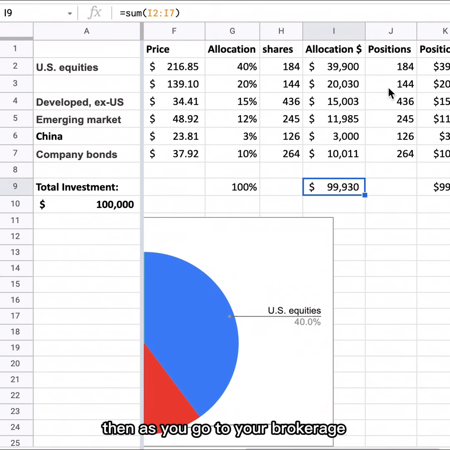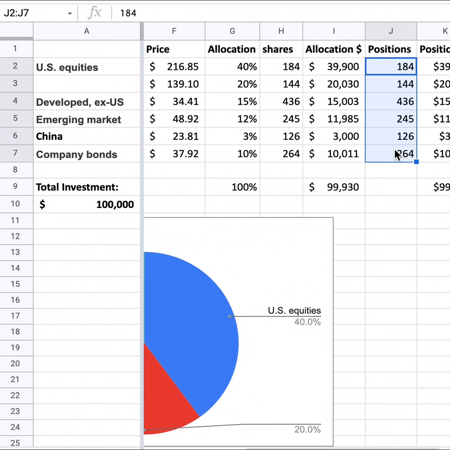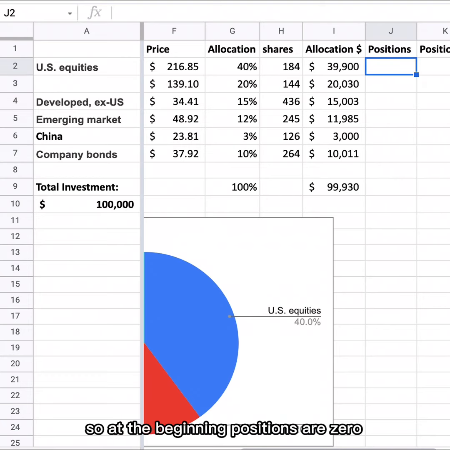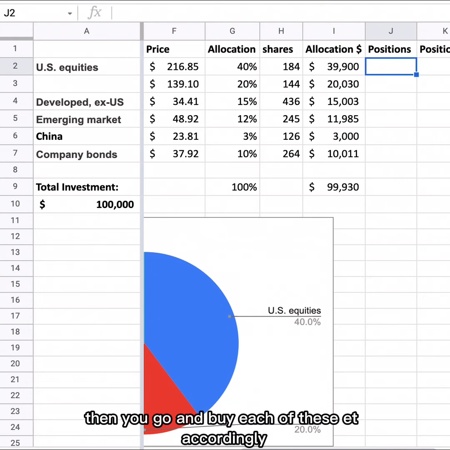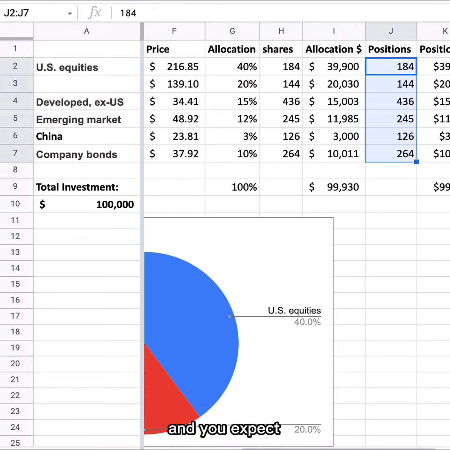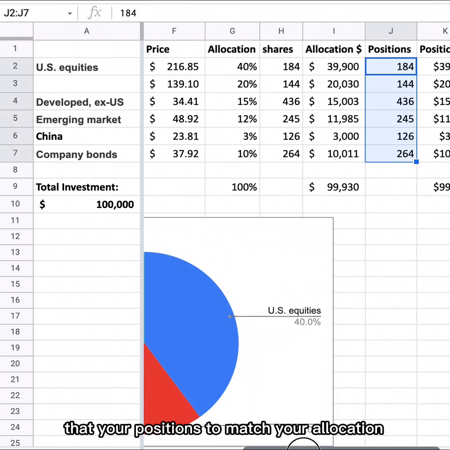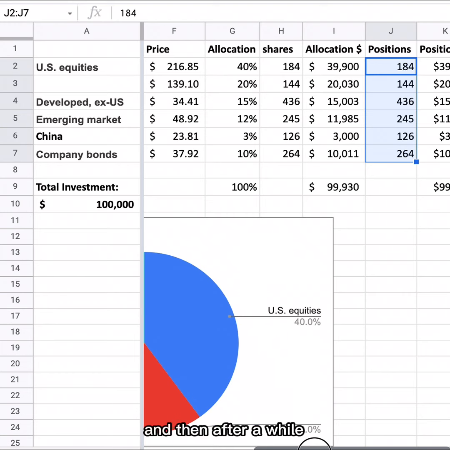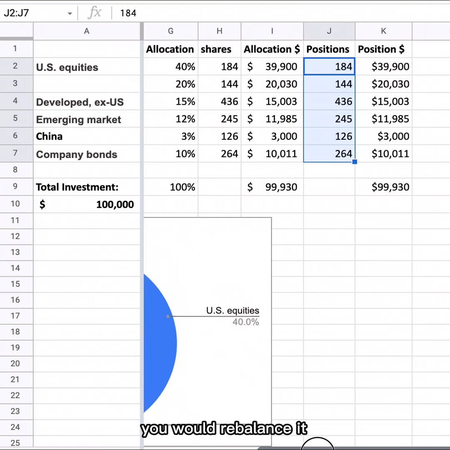Then as you go to your brokerage and you buy each of these items, you add the number. So at the beginning, positions are 0. Then you go and buy each of these ETFs accordingly. You populate them, and you expect your positions to match your allocation. And then after a while, you would rebalance it.